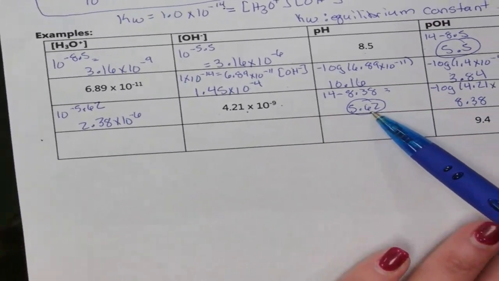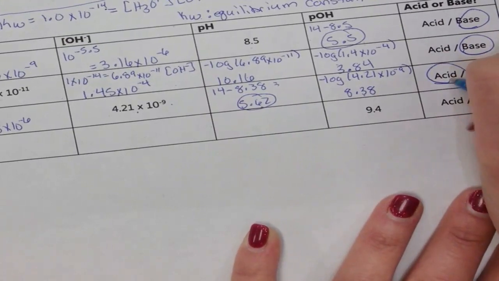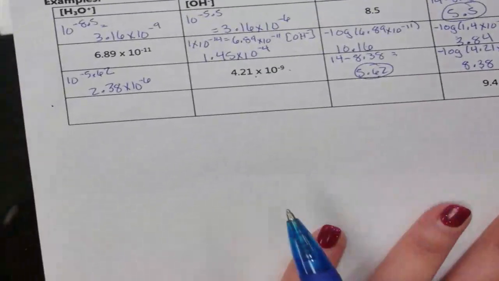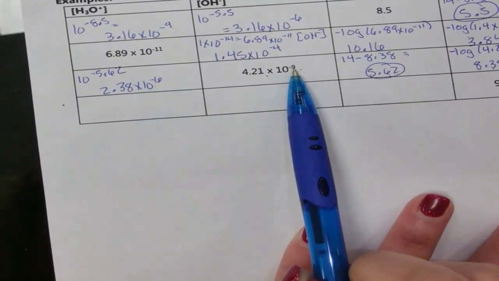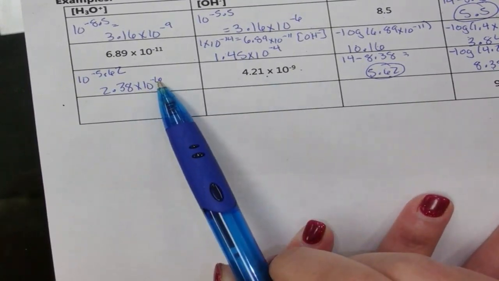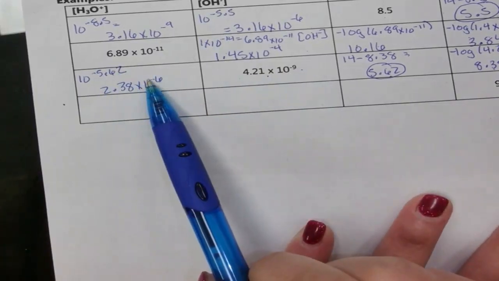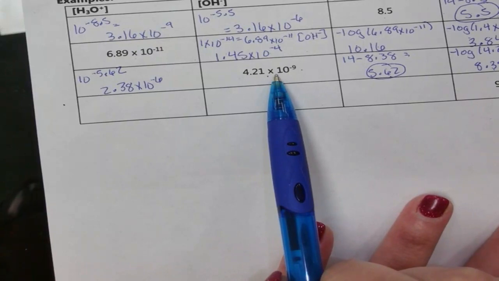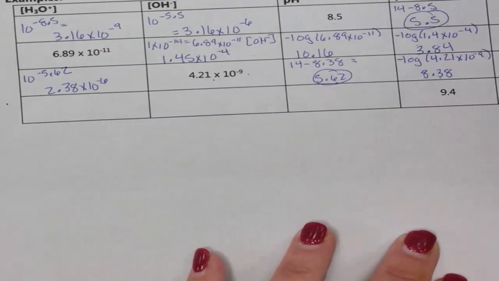My pH value is less than 7. Since I am less than 7, this is an acid. Again, this makes sense because 10 to the negative 6 is larger than 10 to the negative 9. I have more hydronium ions than hydroxide. So that does make sense. All right, let's do one final one.